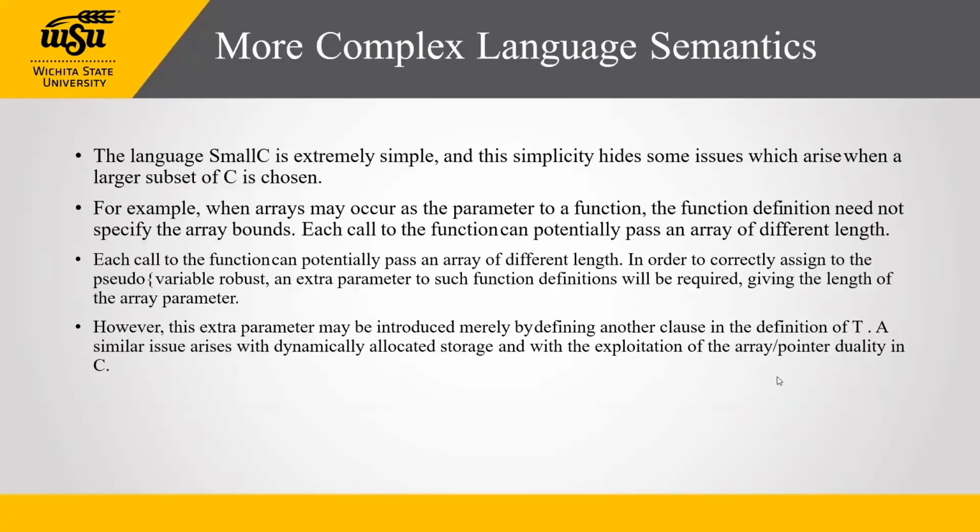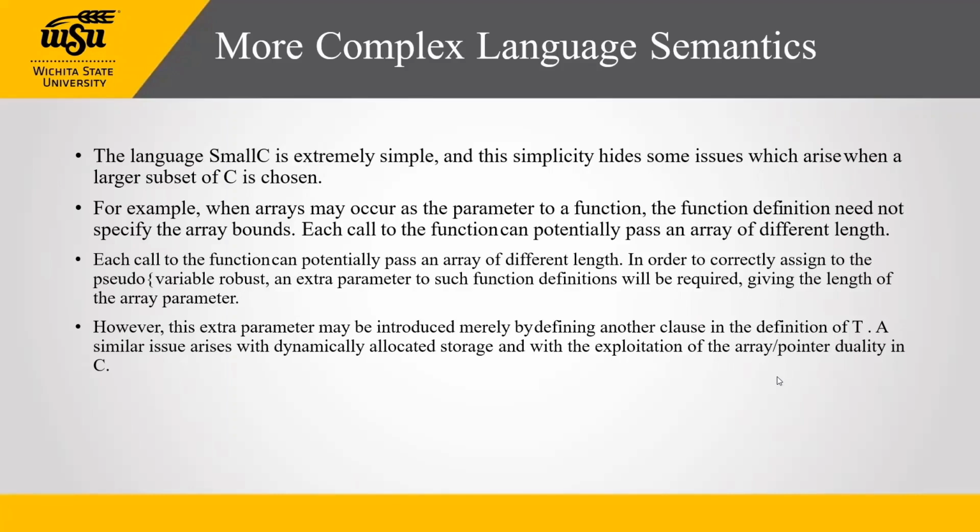And previously I told you the small c language is extremely simple, and the simplicity hides some issues which arise when a large subset of C is chosen. Small c is used only for minor codes, but not for bigger ones. For example, when arrays may occur as the parameter to a function, the function definition need not specify the array bounds. Each call to the function can potentially pass an array of different length.